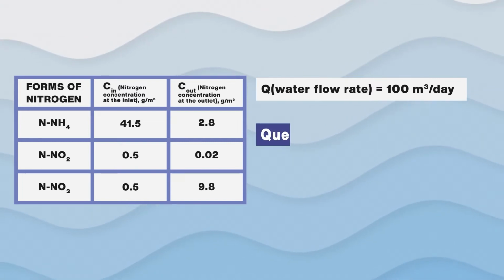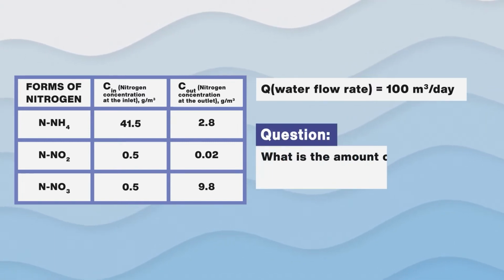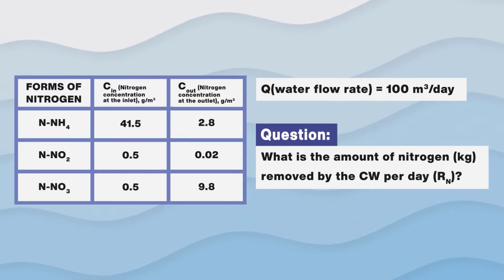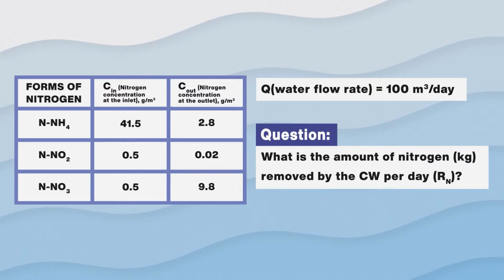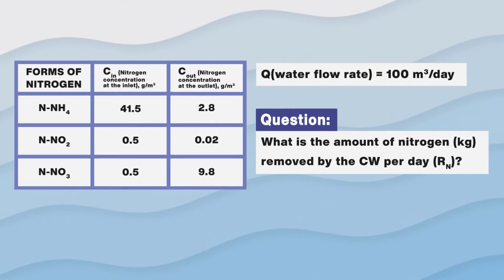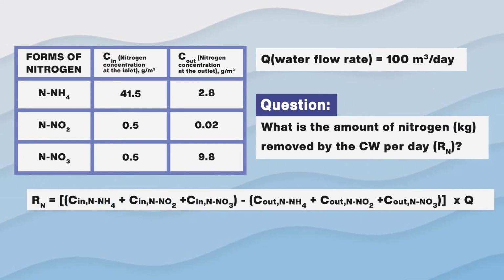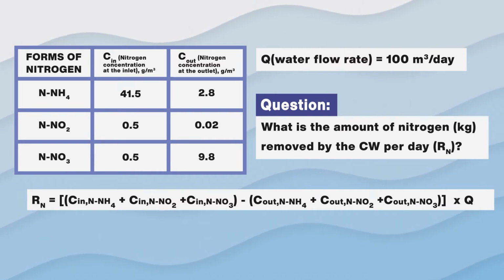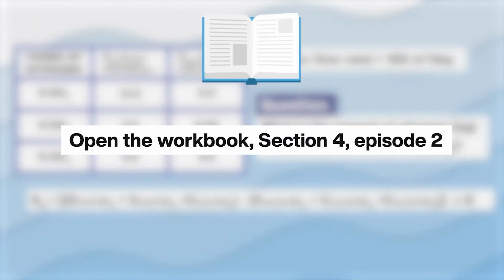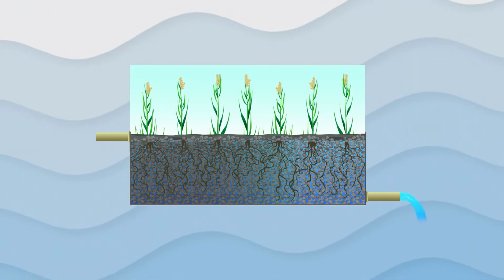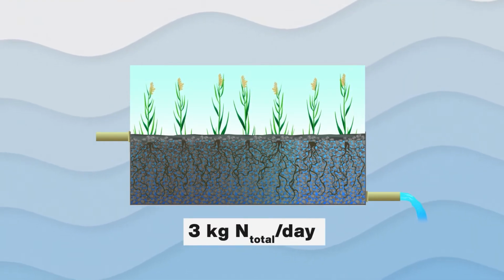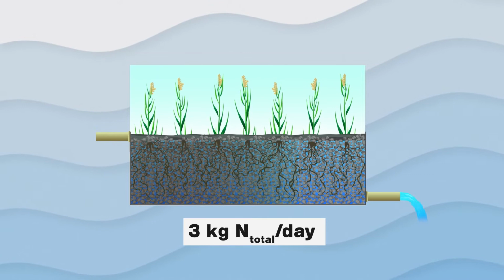So you have to calculate the amount of nitrogen removed by a wetland per day. Is the problem clear? Yes, it is. We will use a well-known formula, Rn equals. One moment, Professor Higgins. This is quite simple. I have the answer, sir. 3 kilograms of nitrogen is removed from the wetland per day.